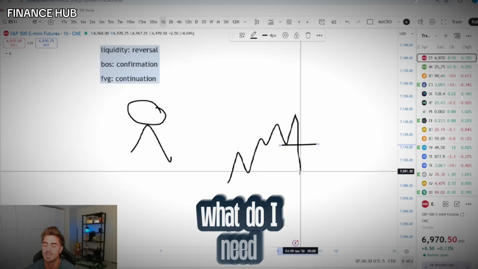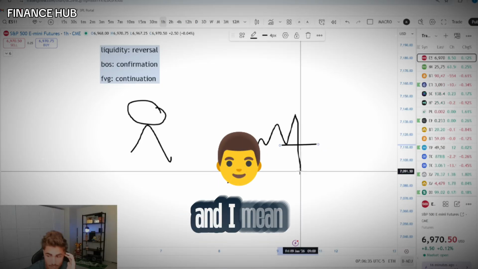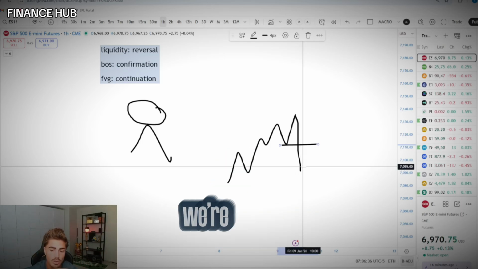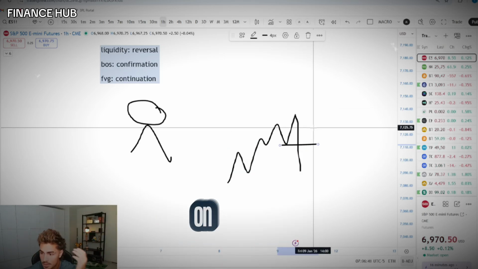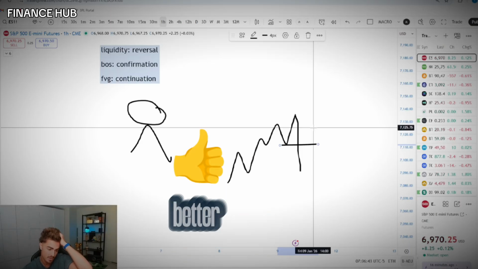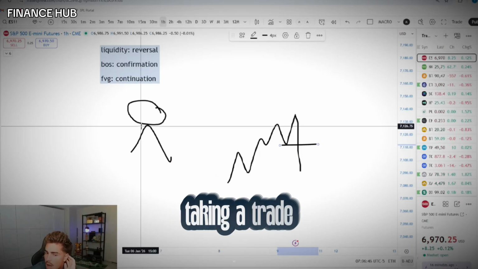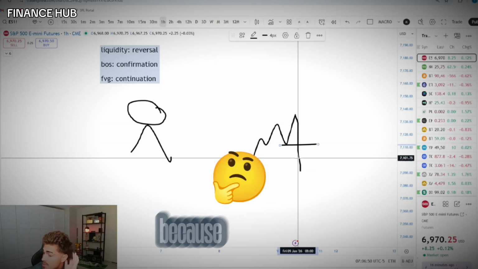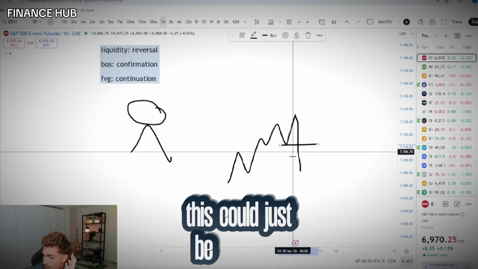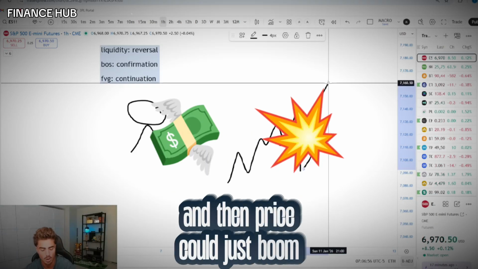What do I need? Because I like to be extra safe about my trades, and you guys should be too, because eventually we're going to be risking our hard-earned money on these trades, and our strategy better be airtight, okay? I'm not just going to be taking a trade off of us pushing above a high and then breaking structure to the downside, because guess what? This could just be a higher time frame retrace, right? And then price could just boom, go all the way up from here.